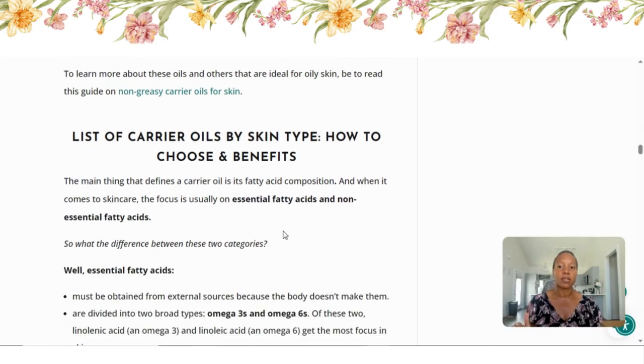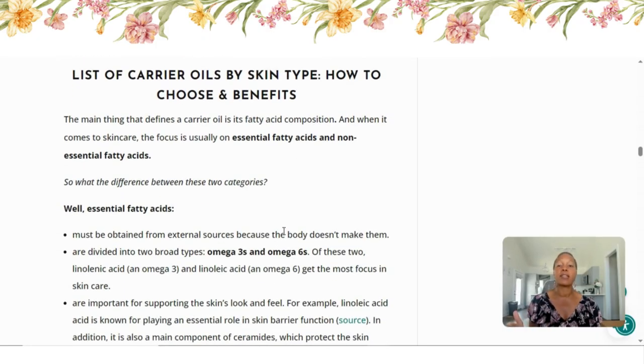But what I want to focus on is this piece here where I give you the list of carrier oils and I talk about the fatty acids. So there are two main categories of fatty acids. We have essential and non-essential.